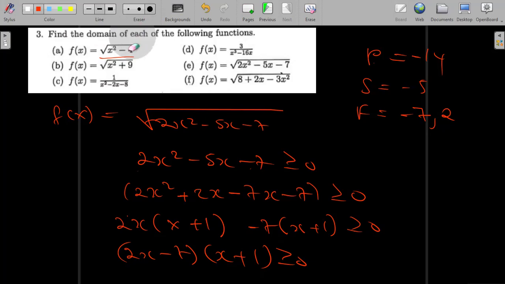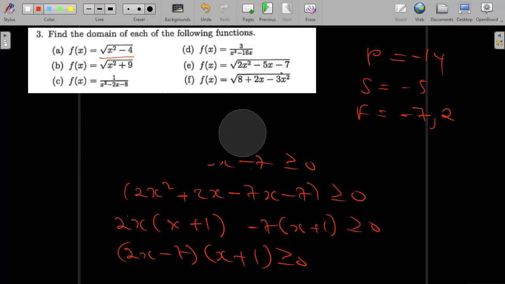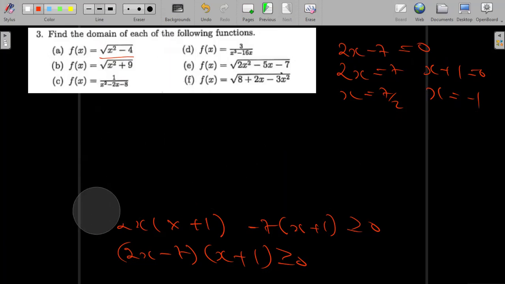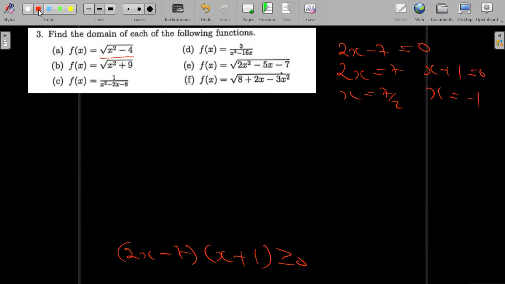Since we are dealing with an inequality sign, your critical points are just equating your linear factors to 0. So you have 2x minus 7 equal to 0, and you just have 2x equal to 7, and x equal to 7 over 2. The other linear factor is x plus 1 equal to 0, and you have x equal to negative 1. Those are your critical values, your critical points, I mean.